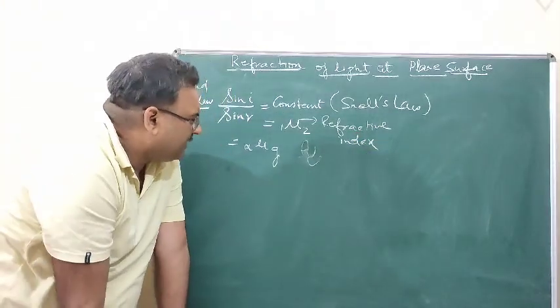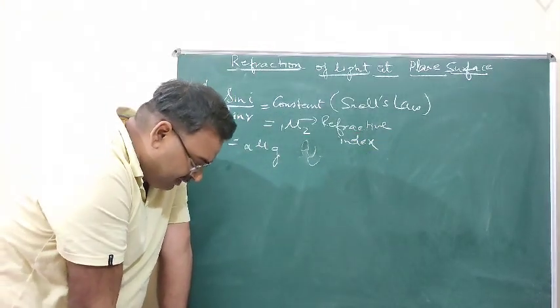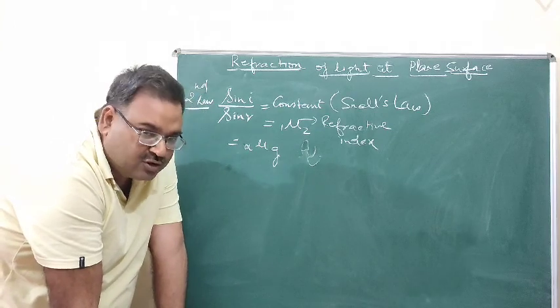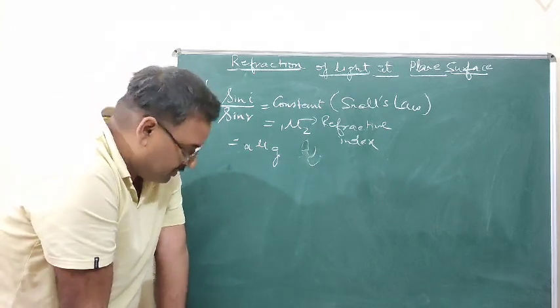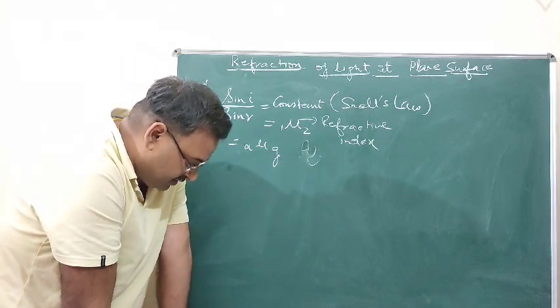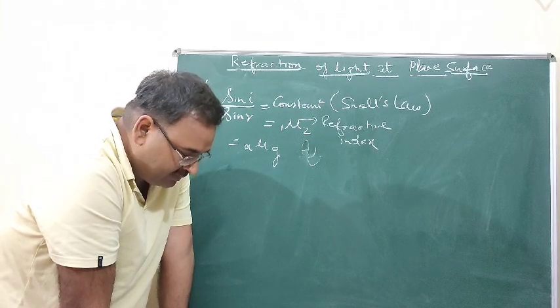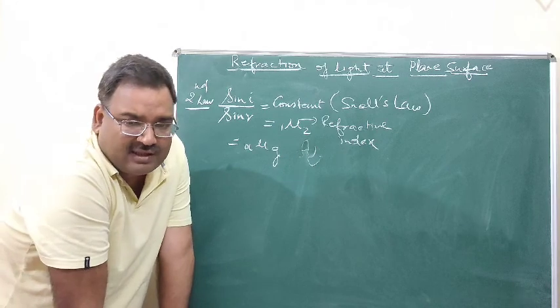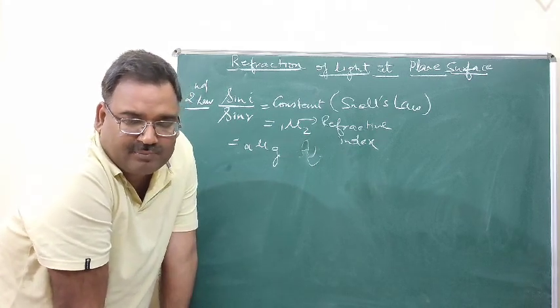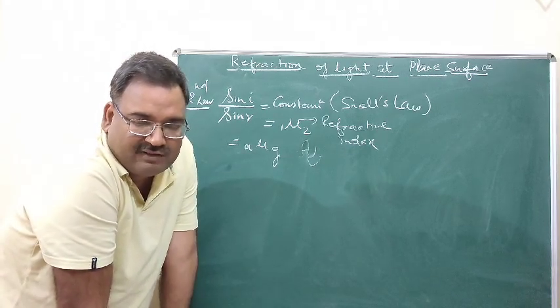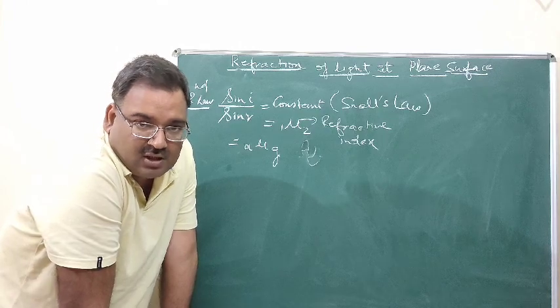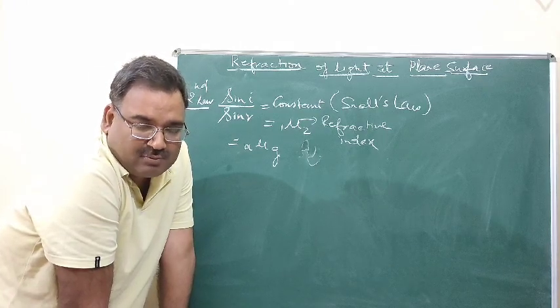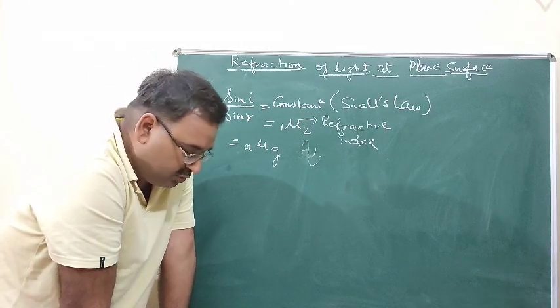Refractive index of the second medium with respect to the first medium is defined as the ratio of the sine of angle of incidence to the sine of angle of refraction in the second medium. Sine i, sine r, trigonometric values. It's a pure ratio. Trigonometric ratios do not have any units. So refractive index is an absolute ratio. It has got no unit.